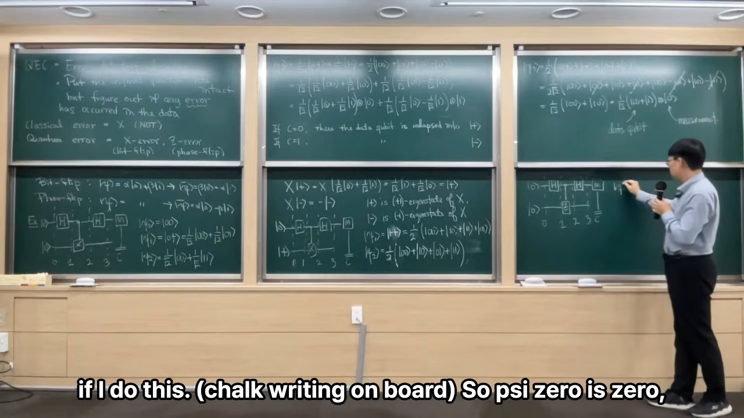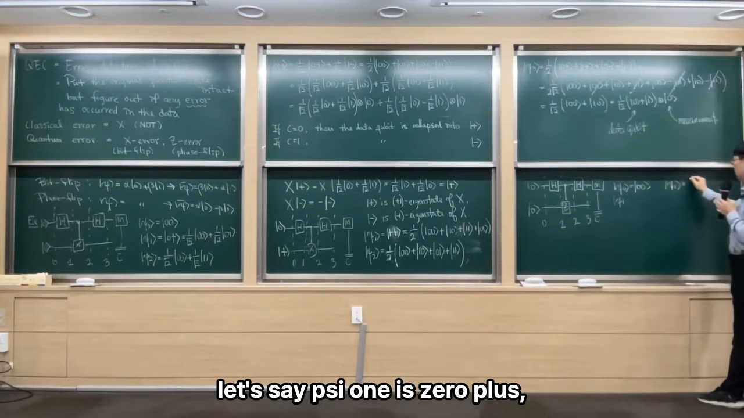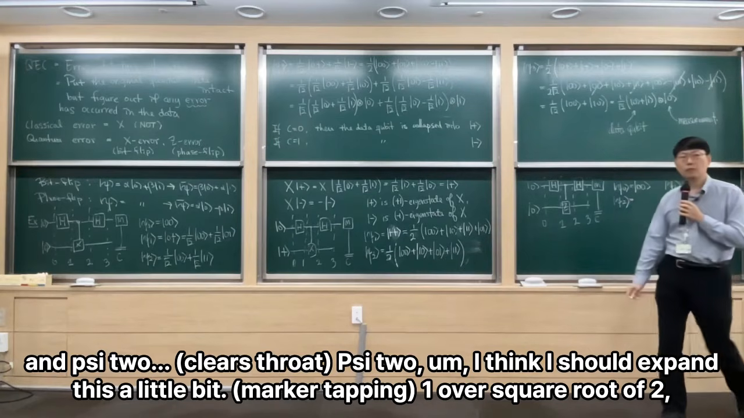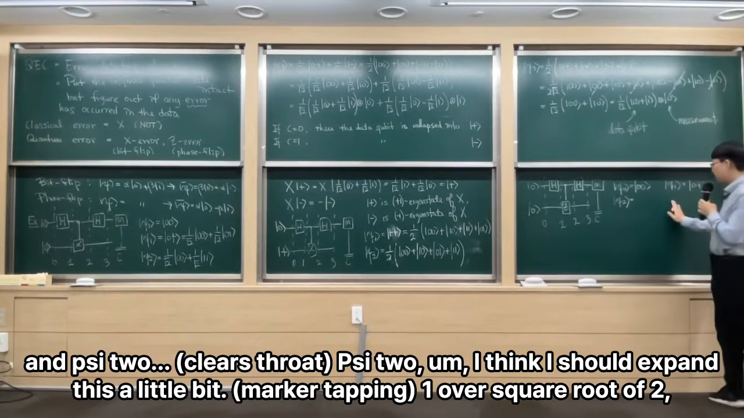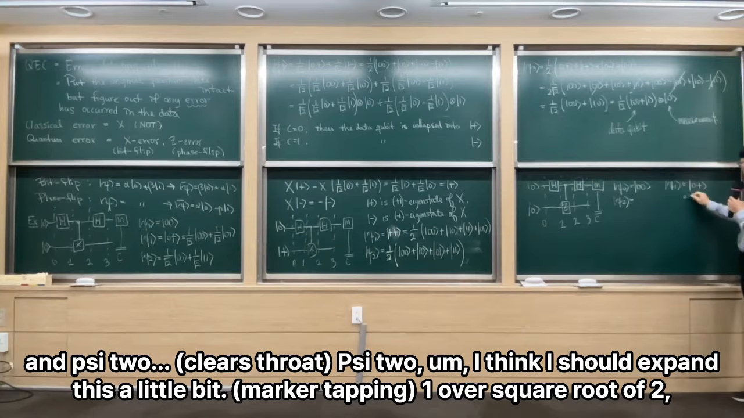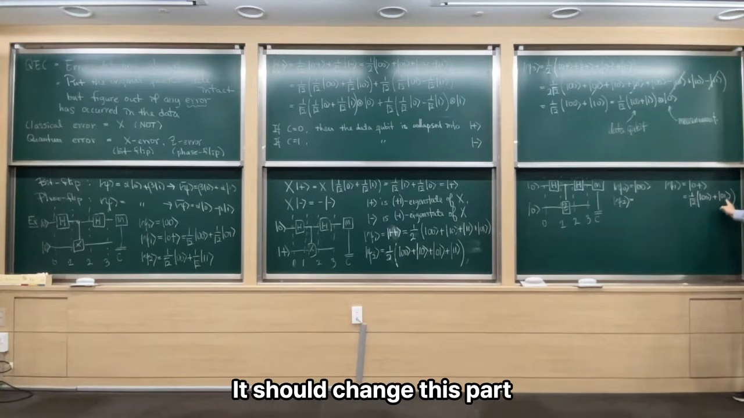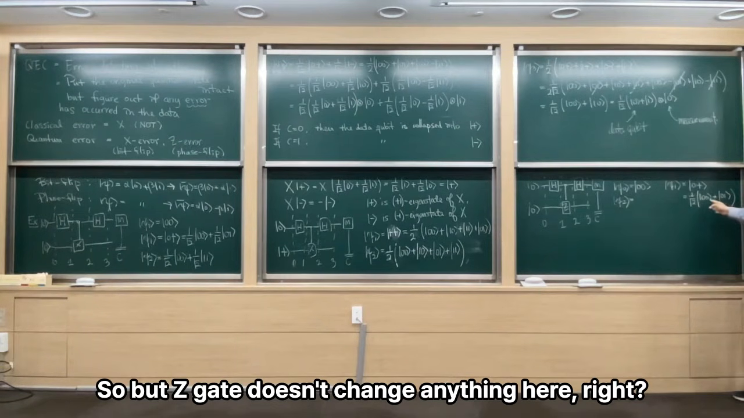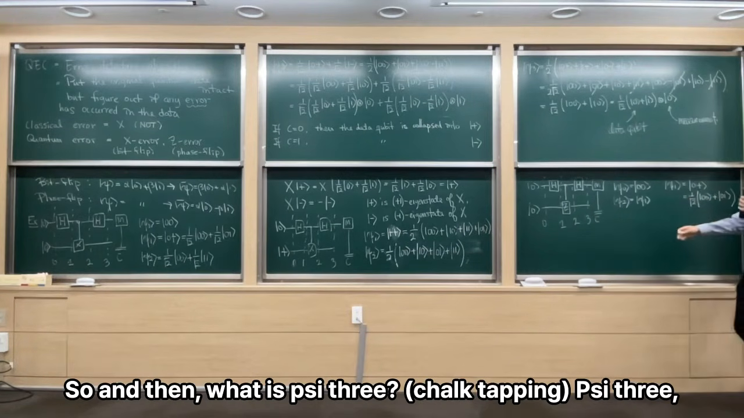So psi 0 is 0, 0. Psi 1, let's say, is 0 plus, and psi 2, I think I should expand this a little bit. 1 over square root of 2, 0, 0, plus 0, 1, right? It should change this part because there's only 1 here. But the Z gate doesn't change anything here, right? So it's just the same thing as psi 1.